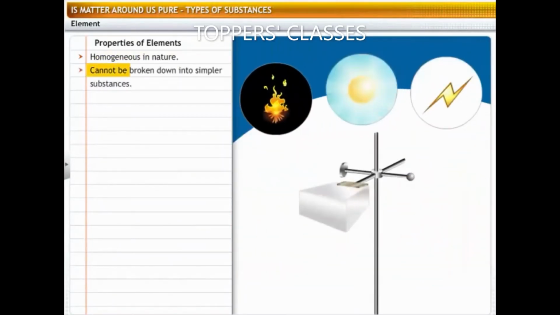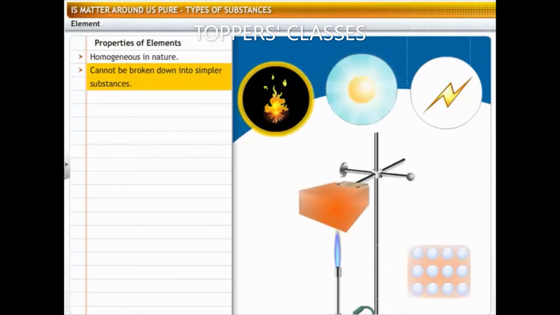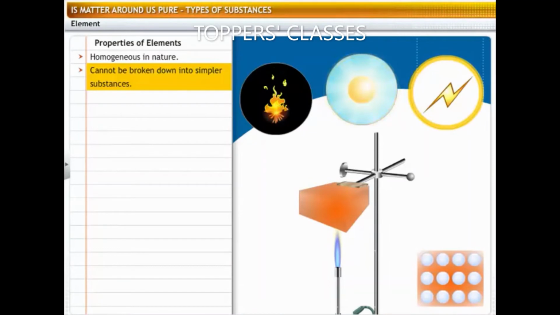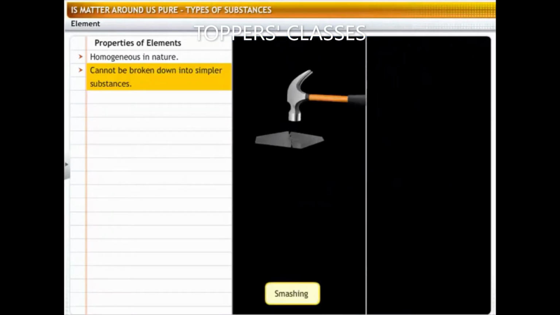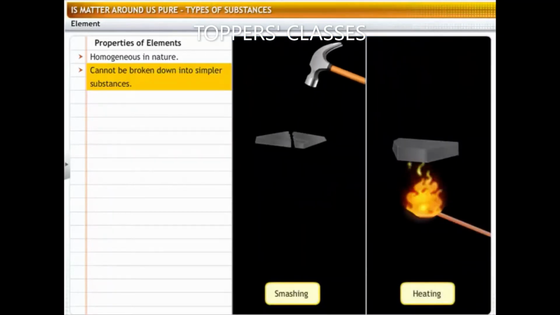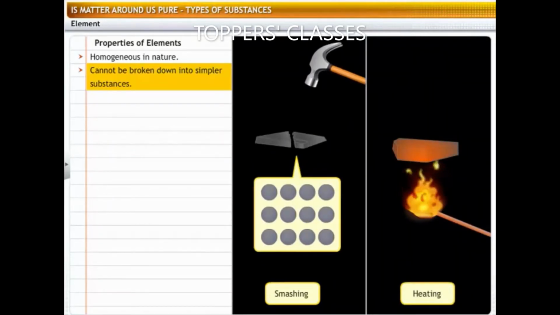An element cannot be broken down into simpler substances by any physical or chemical methods, such as heat, light, electricity, or chemical reactions with other substances. For example, if you smash a piece of iron into small pieces or heat it, the piece still remains as the element iron.